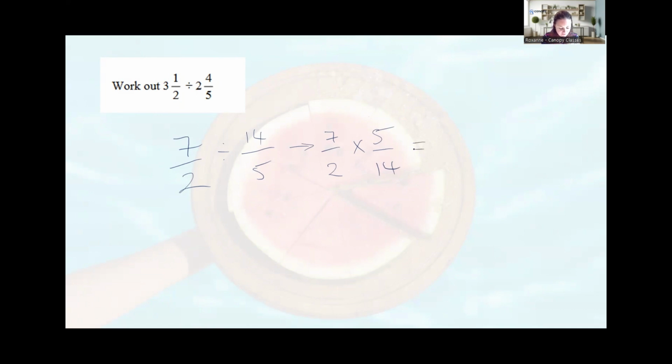So 7 times by 5 is 35. 2 times by 14 is 28. Highest common factor here is actually 7. So 35 divided by 7 is 5, and 28 divided by 7 is 4. Notice this is a top-heavy fraction. So although 5/4 is correct, 4 goes into 5 once, leaving me 1/4 remaining. So again, try and always give it in that simplest form.